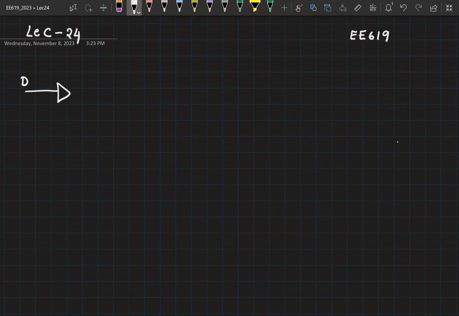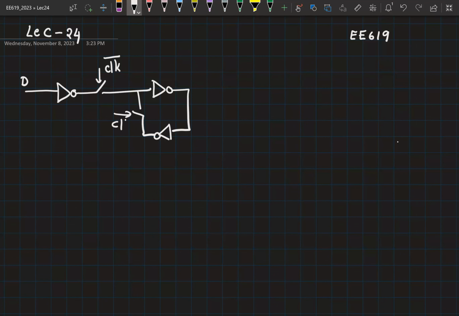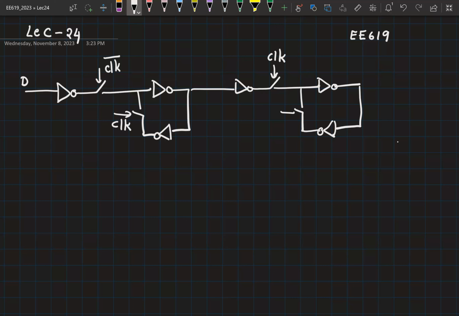So we have seen the implementation of a static D flip-flop. So you had your D here. Let's say this is clock bar. Clock. So is this a positive edge triggered flop or a negative edge triggered flop? Why is it positive edge triggered flop?